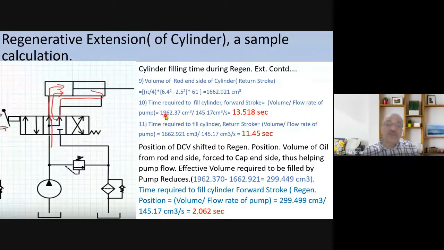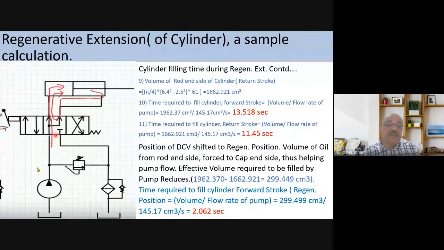So if the volume is calculated, 19.1962 cm cube divided by pump flow, that is 145. So it gives you the time required to extend with only the pump as 13.51 seconds.